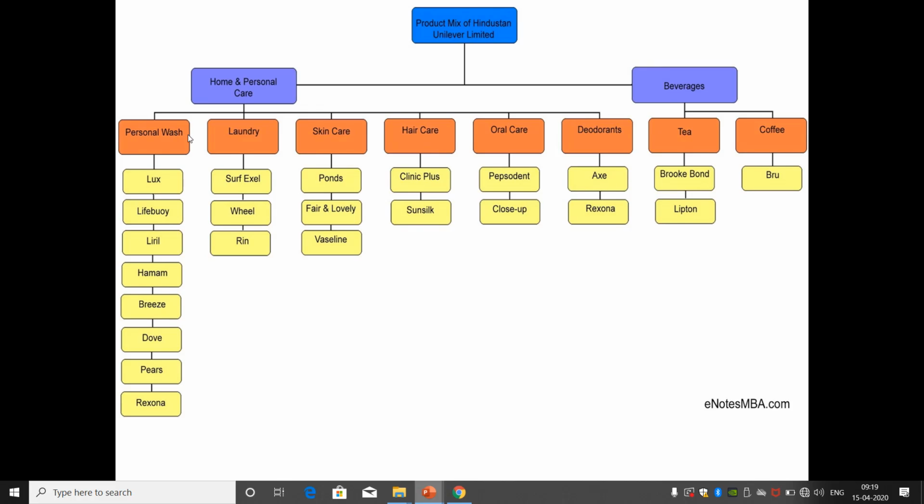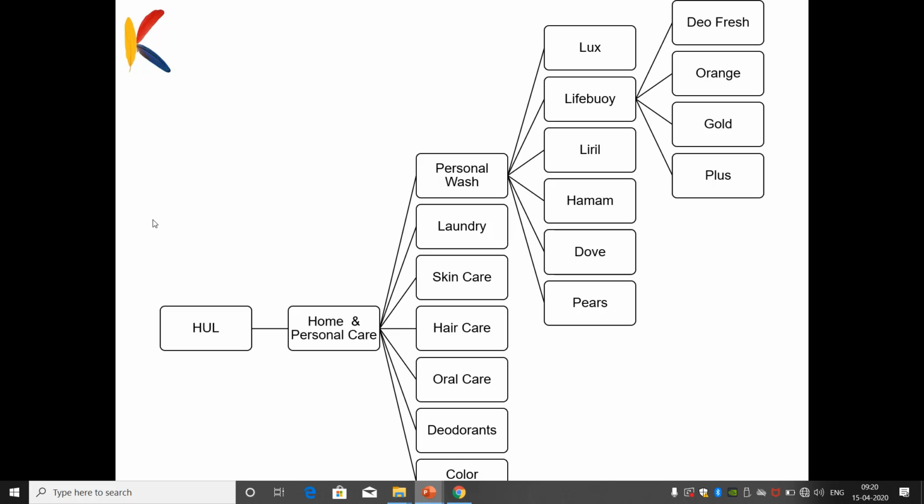So these are all product lines, right? So all this combined, let's say 1 2 3 4 5 6, this is called width. In each particular line, like personal wash, the number of items, this 8, is called product length. And suppose we talk about Lifebuoy, then there are different variants of Lifebuoy, that would be called product depth. So here is an elaborated example. Again, in Lifebuoy we have Dio Fresh, Orange, Gold and Plus. So these are called product depth, or variants which are available.